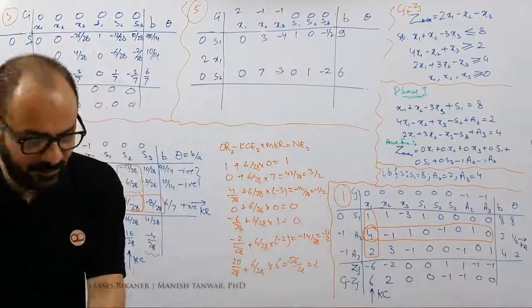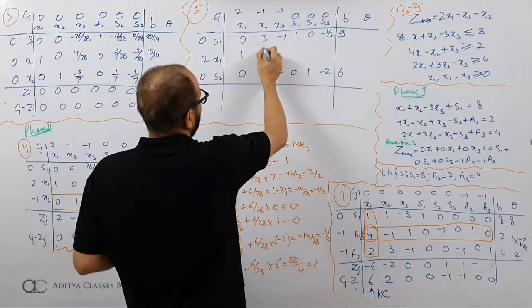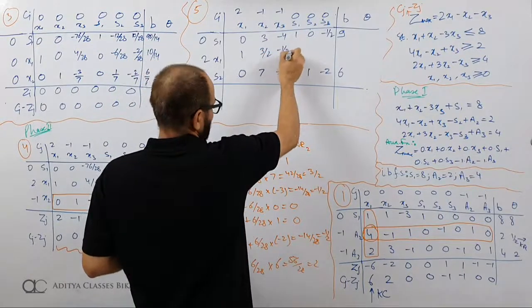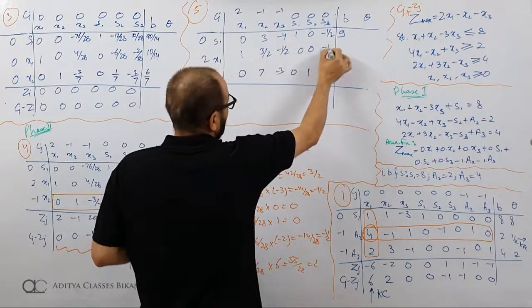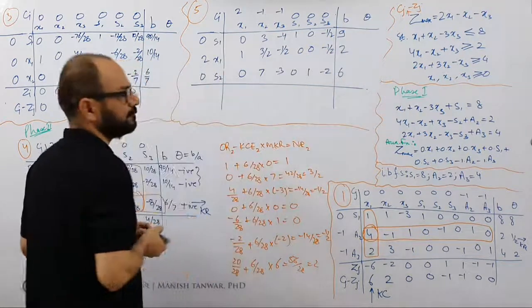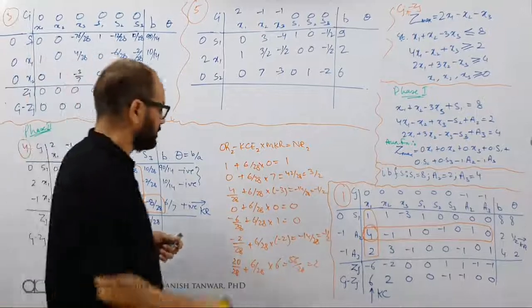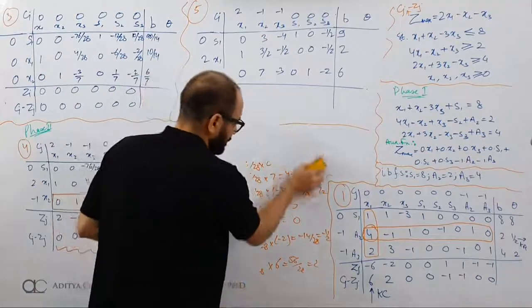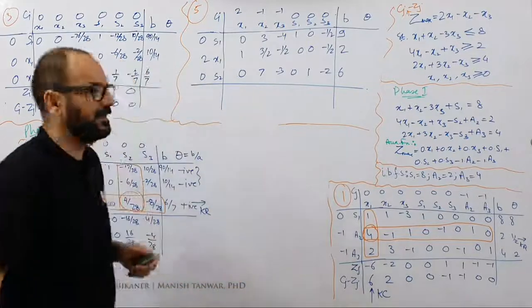So what are the values that we get? For second row, we get a 1, 3 by 2, minus 1 by 2, 0, 0, minus half and 2. Now, because this time we have had very complex, very large calculations, so let us check if our identity matrix is still intact.